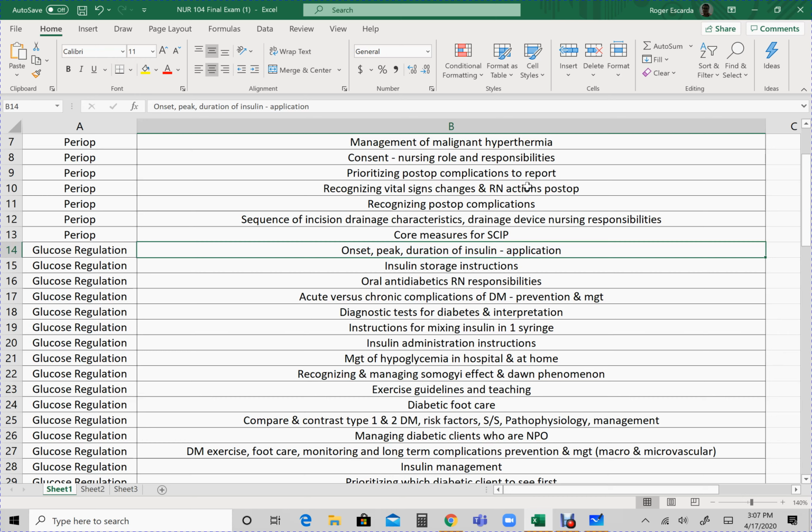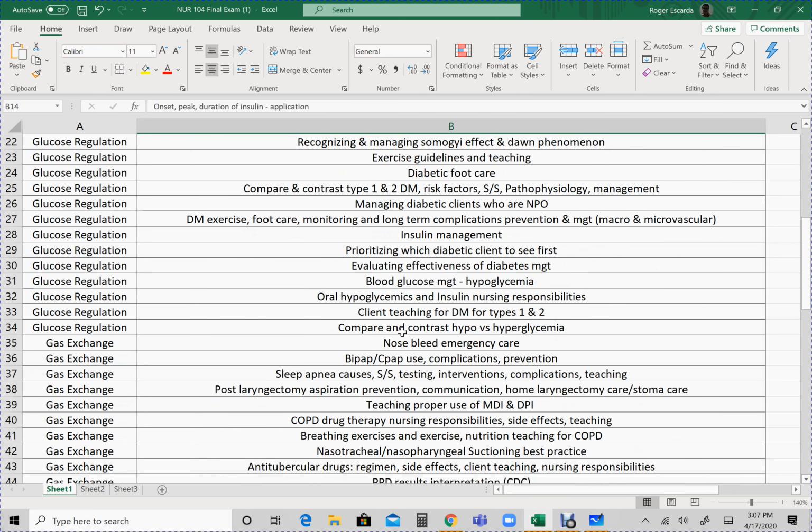Exercise guidelines and teaching. This is on what you tell the patient on the effects of exercise and what the general rules to follow are. Diabetic foot care, same foot care used under peripheral artery disease, diabetes, and also in cancer under peripheral neuropathy in cancer.